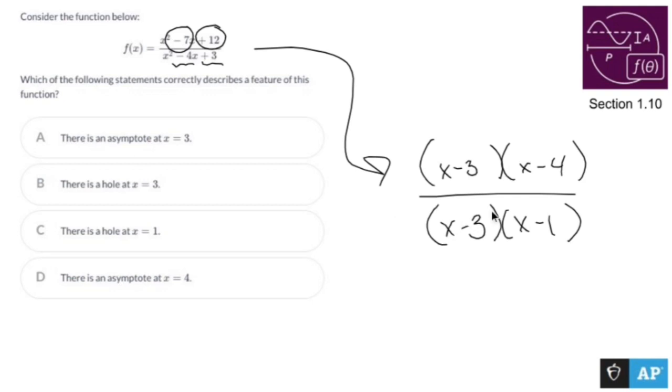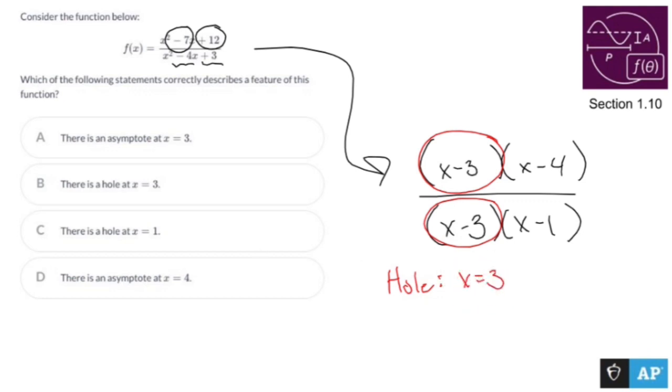A hole exists when you have a factor in the denominator that's the exact same as a factor in the top. So a hole exists at the number that makes that factor 0, and 3 minus 3 is 0, so the hole happens when x is 3.